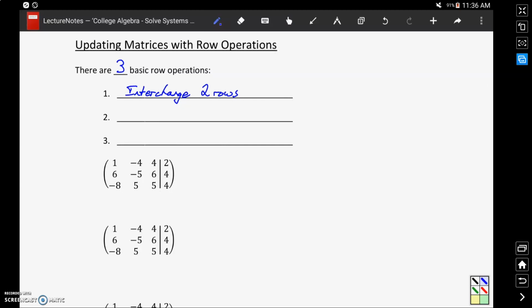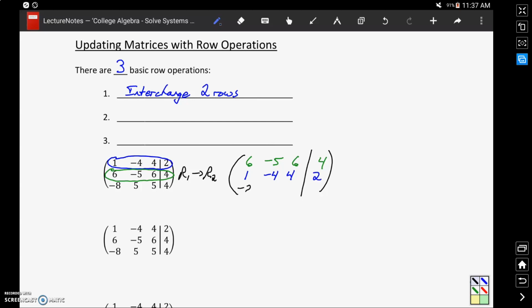So looking at our first augmented matrix that we have written here, we could look at taking row 1 and repositioning it as row 2. So that means all of our values in row 1 will get shifted down to row 2, and all of the values in row 2 will take their place in row 1. So this augmented matrix would be rewritten as 6, -5, 6, 4. Row 2 would become 1, -4, 4, and then 2. And our third row would remain unchanged.